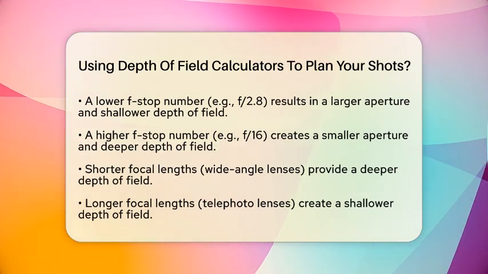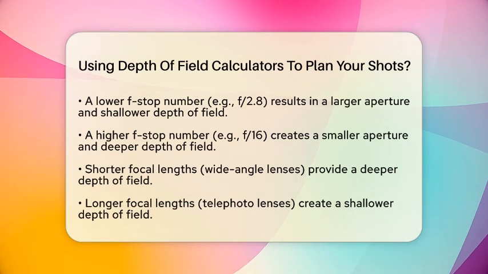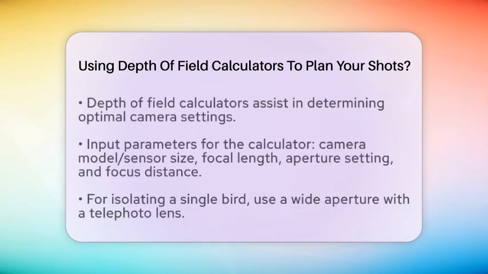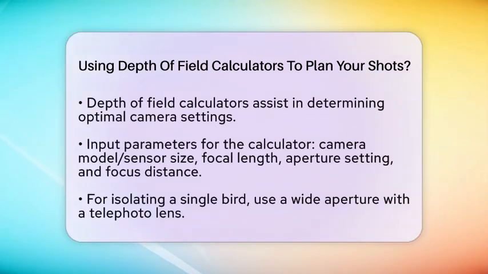To use a depth of field calculator, you will need to input a few parameters. First, specify your camera model or sensor size, as different sensors affect depth of field. Next, enter the focal length of the lens you are using. Then, input the aperture setting, which is the opening size of your lens. Finally, include the focus distance, or how far away your subject is from the camera.